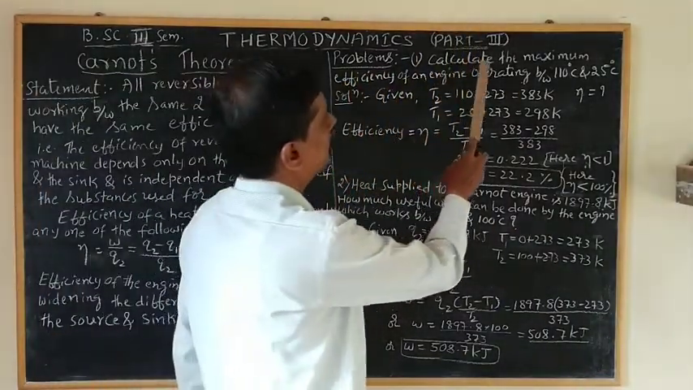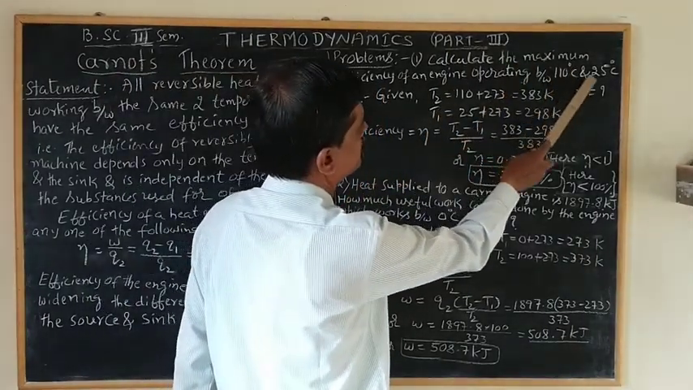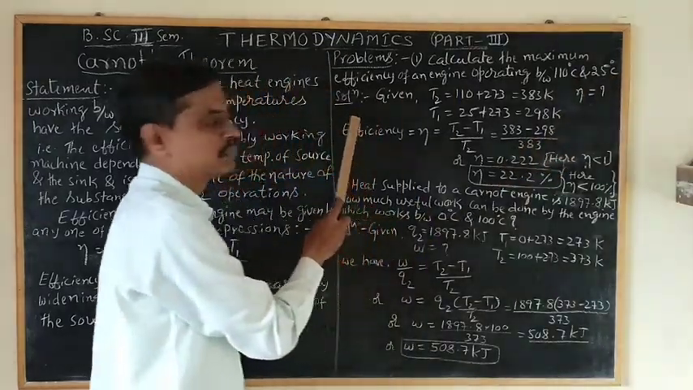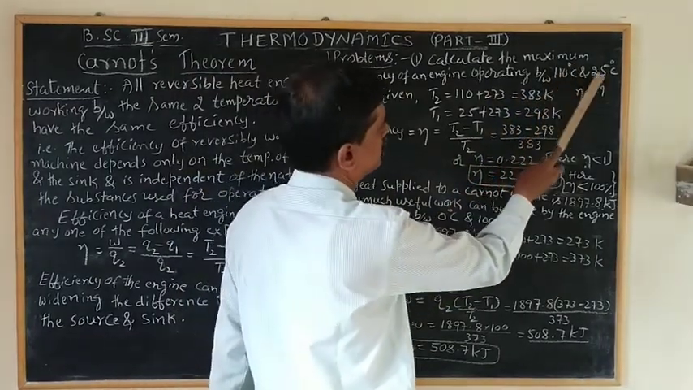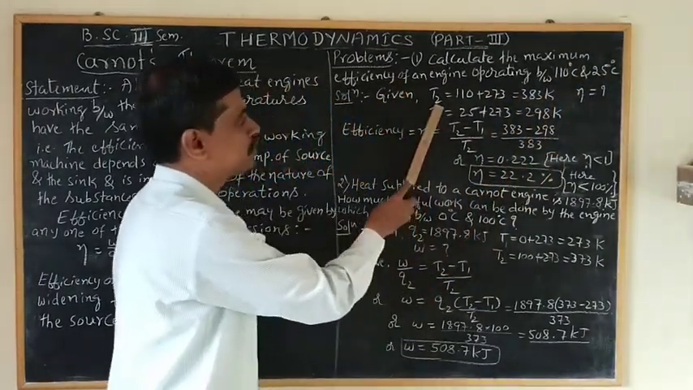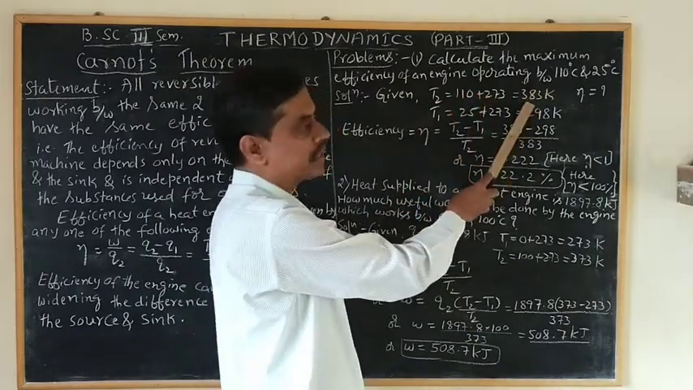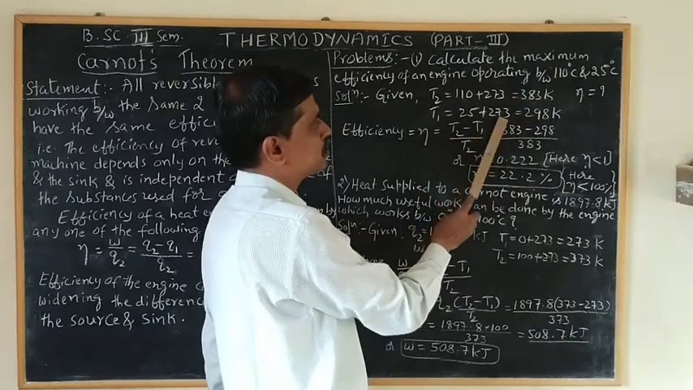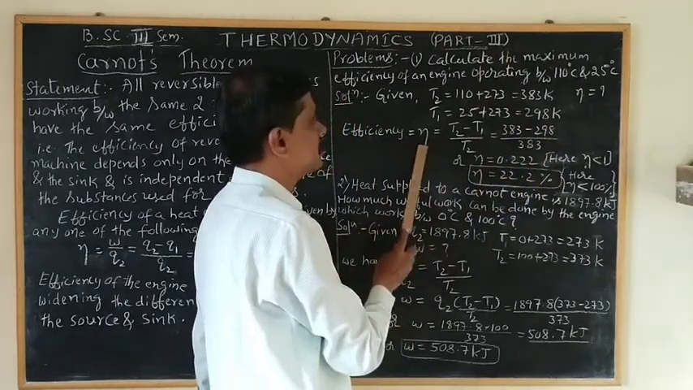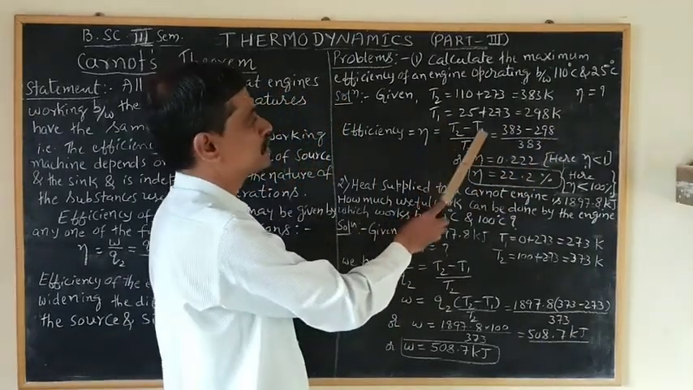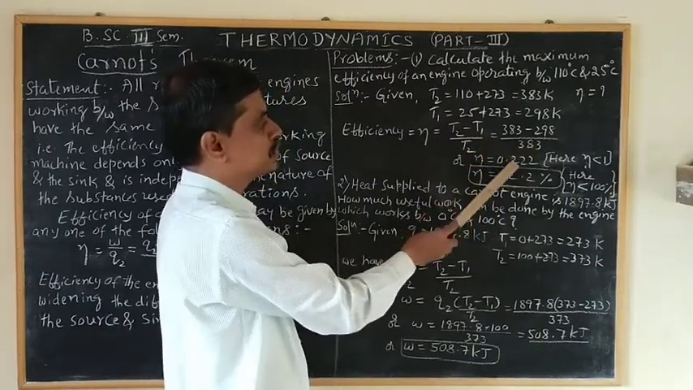The first problem: calculate the maximum efficiency of an engine operating between 110 degrees Celsius and 25 degrees Celsius. We have to calculate the maximum efficiency. Given T2 is equal to 110 degrees Celsius, we convert this into Kelvin by adding 273, and we get 383 Kelvin. T1 is 25 plus 273, 298 Kelvin. You have to calculate the efficiency eta. In terms of temperatures, eta is equal to T2 minus T1 by T2, which is 383 minus 298 divided by 383, which is equal to 0.222.